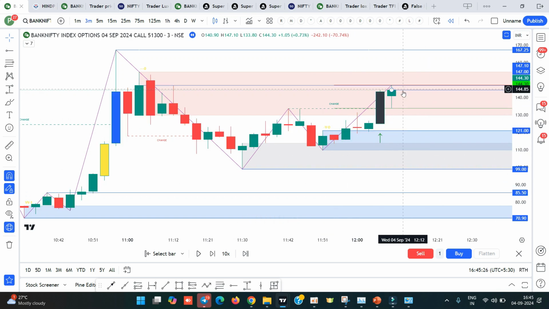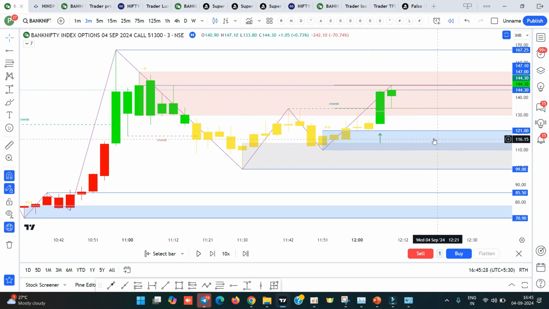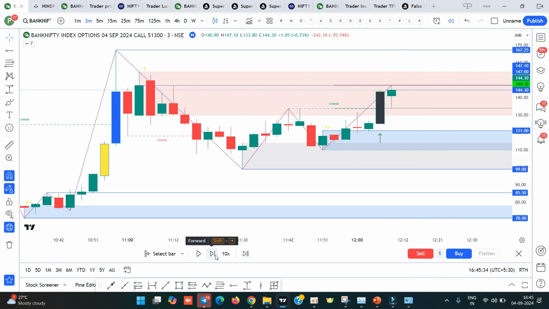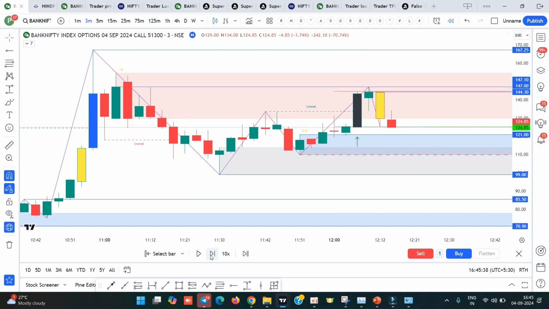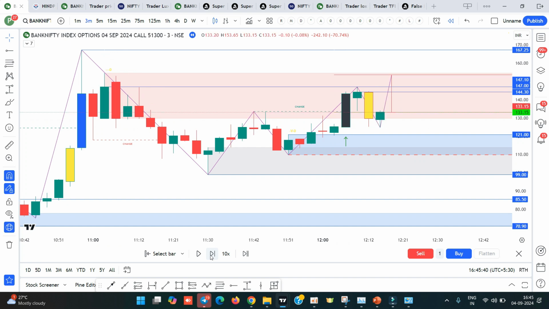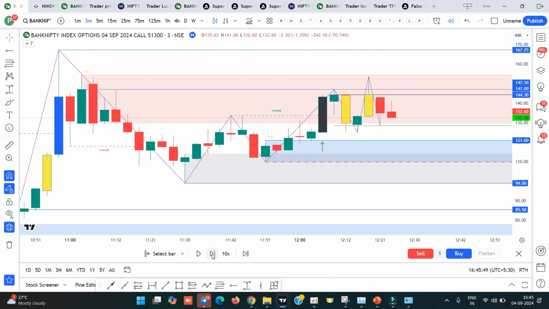From 121 to 144, it is just 23 rupees, whereas the stop loss is around 22 rupees. So 1 is to 1. Many people like to take these kinds of trades also for 1 is to 1 risk reward, and that is not a bad thing. They can take it, that can improve the success rate. Here we can see the target has been crossed, but there is no entry till now. We can wait and the trade can still be valid.